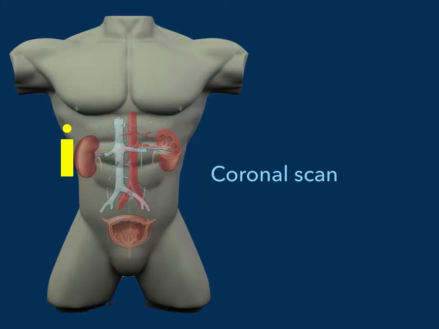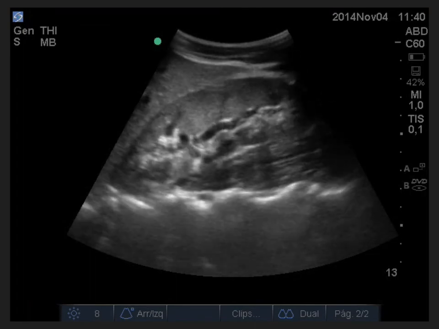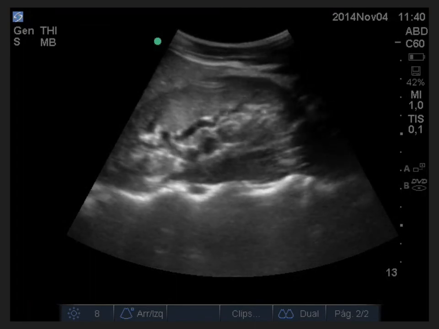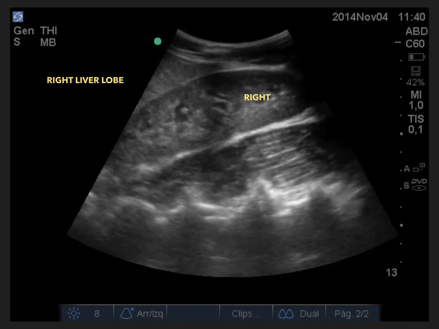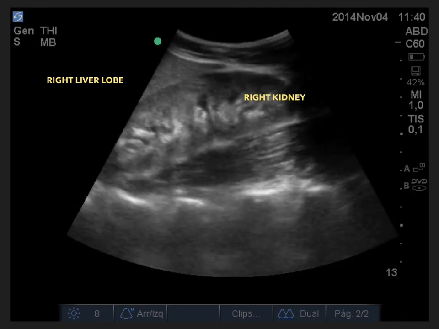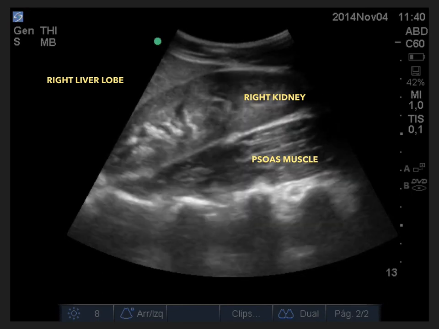Moving to the urinary system, we are going to position our probe on the lateral part of the trunk. We're going to do a pure coronal scan, moving our probe to the mid-axillary line, at the level of the last ribs, with our probe marker pointing towards the patient's head. And we'll evaluate the right liver lobe, the right kidney, and the psoas muscle.